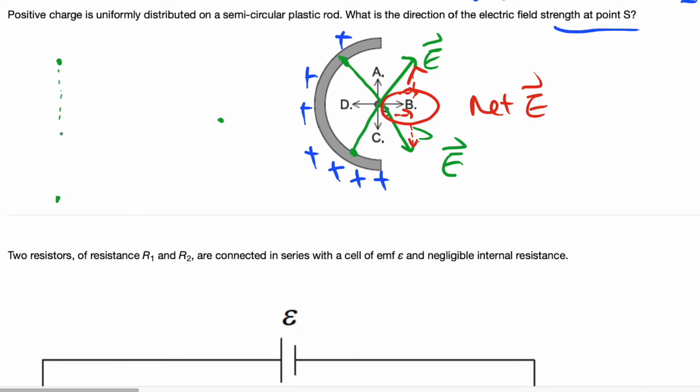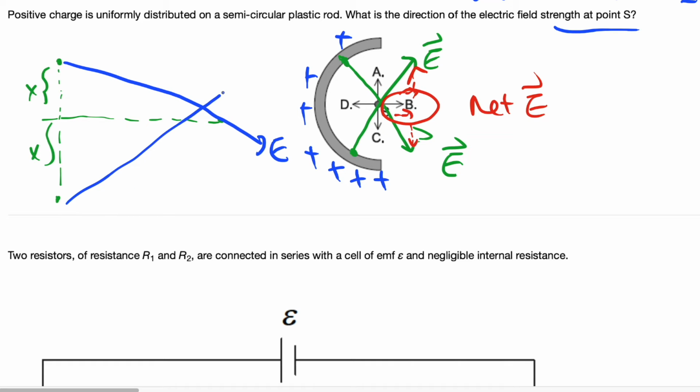So they have the same distance here. And this is an electric field here, E. So I'm going to break it into a vertical component and a horizontal component. And the vertical components here and here cancel out, which only gives me the horizontal component here, right? So this is the direction represented by B. So B is the answer.